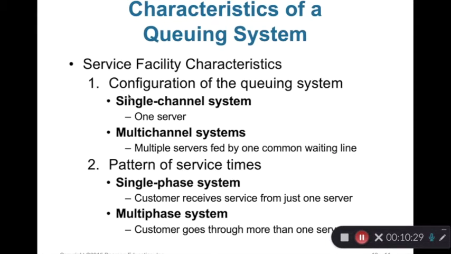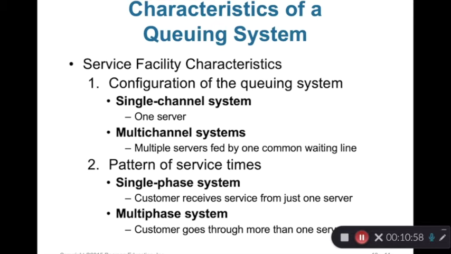And then for the service facility, you also need to look at some characteristics. For example, we want to look at the configuration of the queuing system: a single channel system has only one server, while a multi-channel system has multiple servers fed by one common waiting line. For the pattern of service times, a single phase system receives service from just one server. In a multiple phase system, customers receive service from multiple servers.